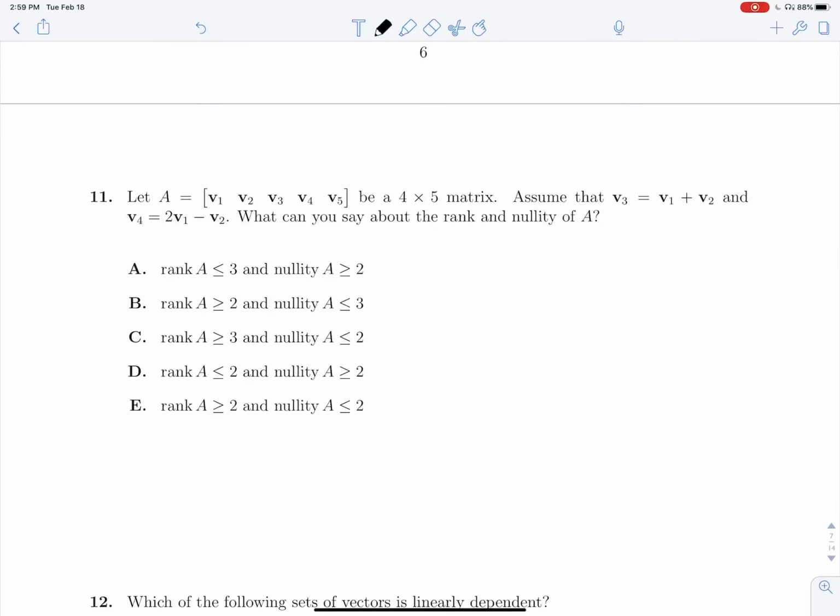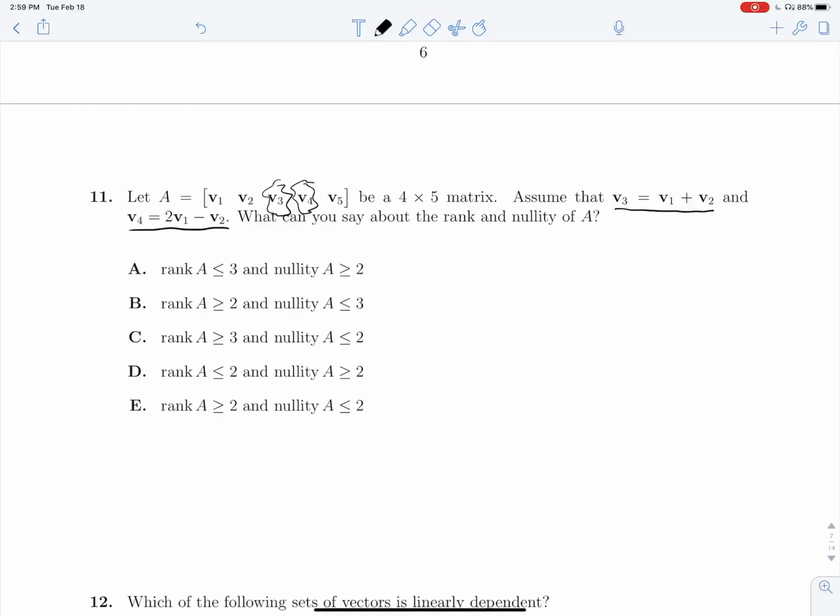11. So we have A with 5 column vectors, v1 through v5, and it's a 4 by 5 matrix. We're told that v3 is a linear combination of v1 and v2, and v4 is also a linear combination of v1 and v2. So what that means is that we have 2 columns, v3 and v4, that are redundant in our span.